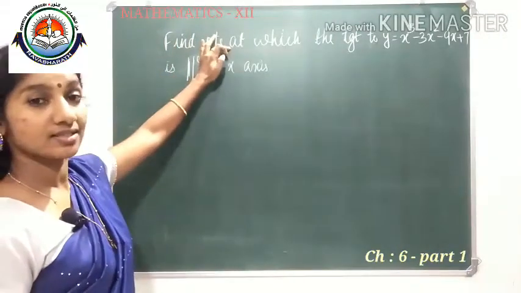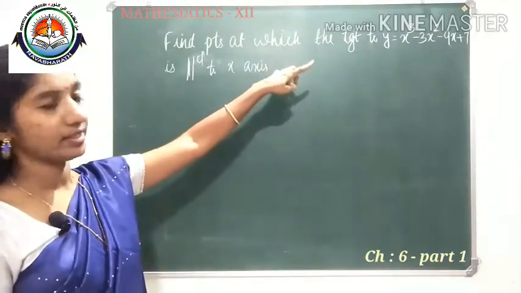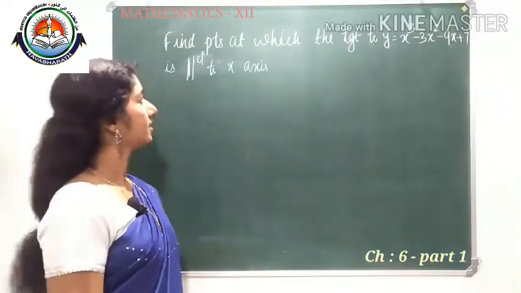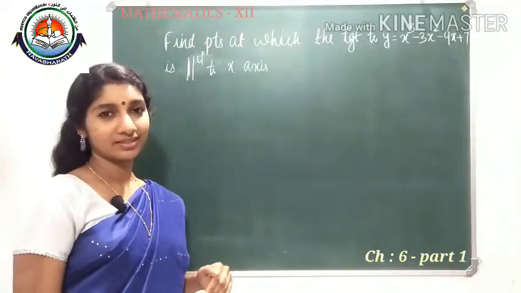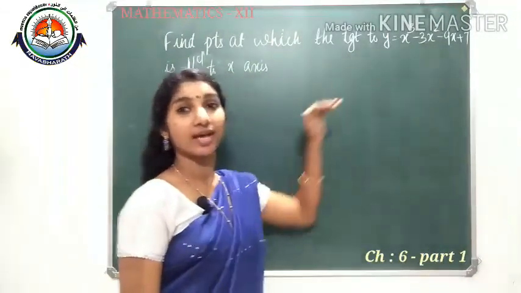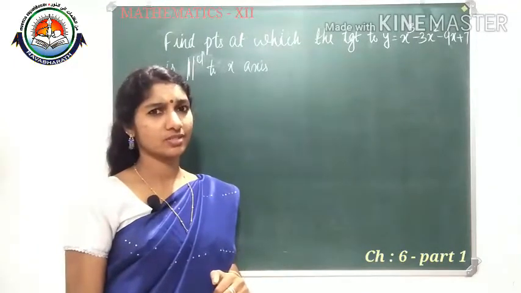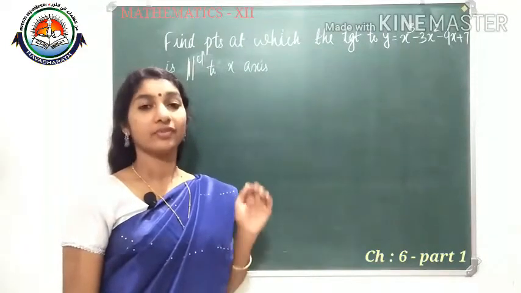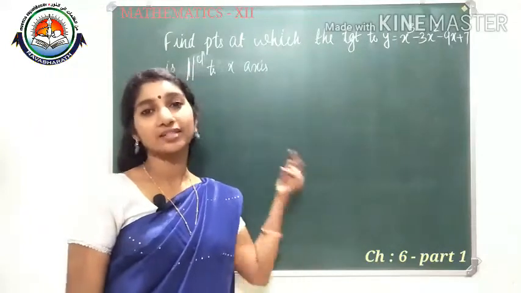Here it is given: find the points at which the tangent to the curve y equal to x cube minus 3x square minus 9x plus 7 is parallel to the x axis. What is given? At which point this curve's tangent is parallel to the x axis. What did you understand from this question? It is given one curve. We need to find at which points the tangent is parallel to the x axis.